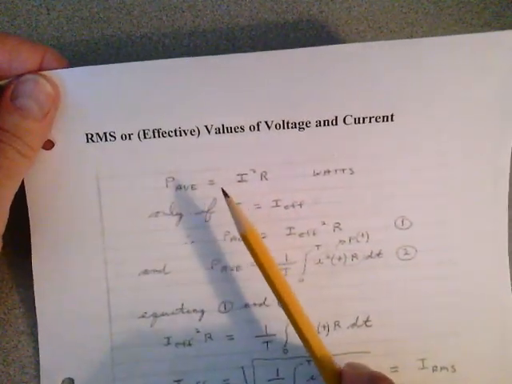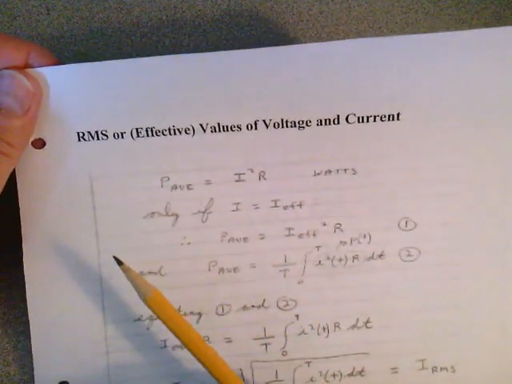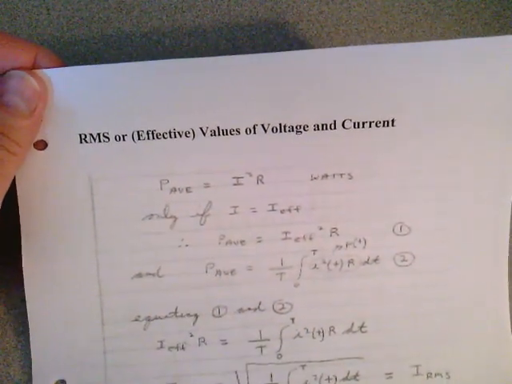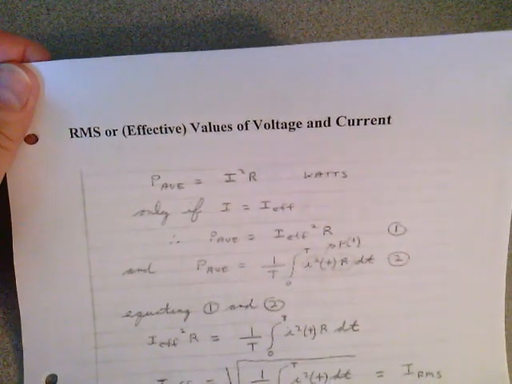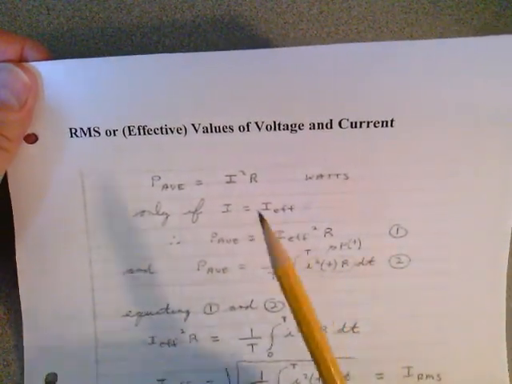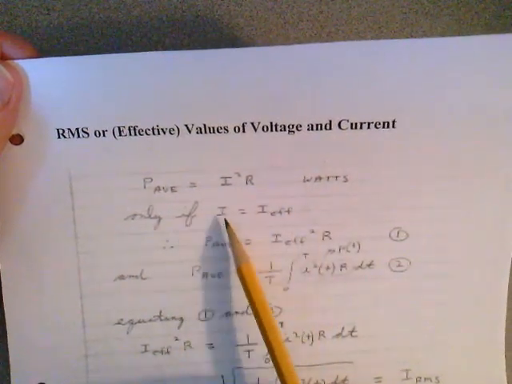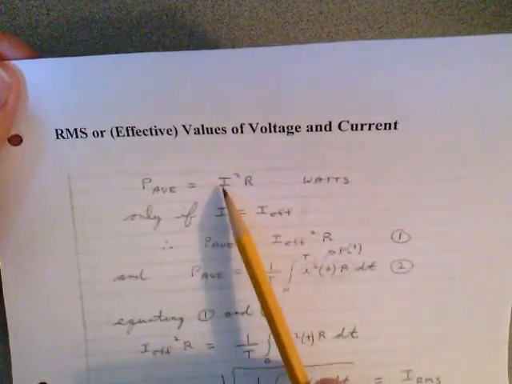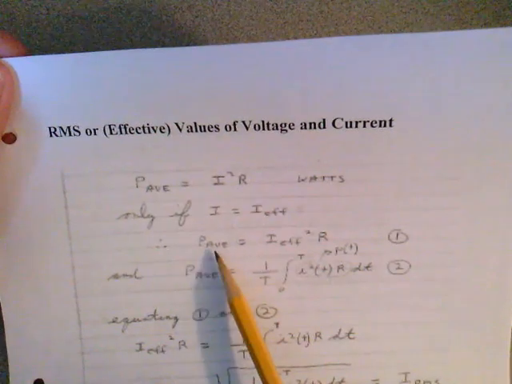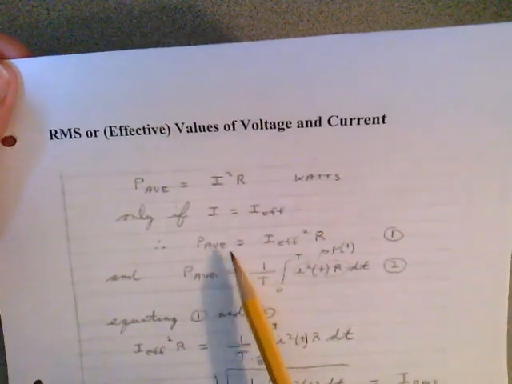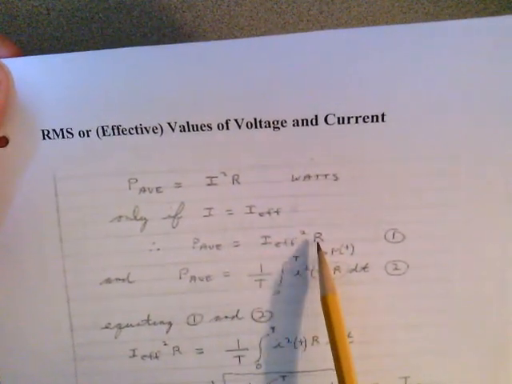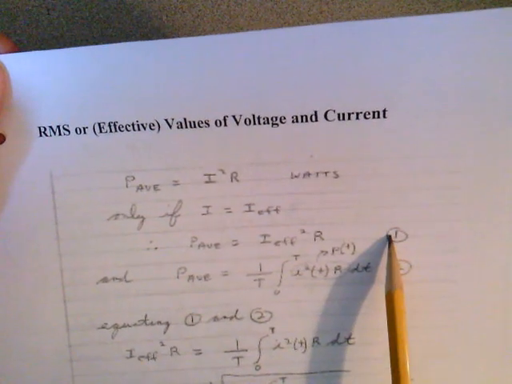So let's take a look here. We're going to relate powers here, and we're going to see how you come up with RMS values. And this is for all waveforms. This is for all types of voltage waveforms. This is true: we have the average power equal to I squared R in watts only if I is equal to I effective. We know that. So the average power is equal to I effective squared times R. I'm going to call that equation 1.